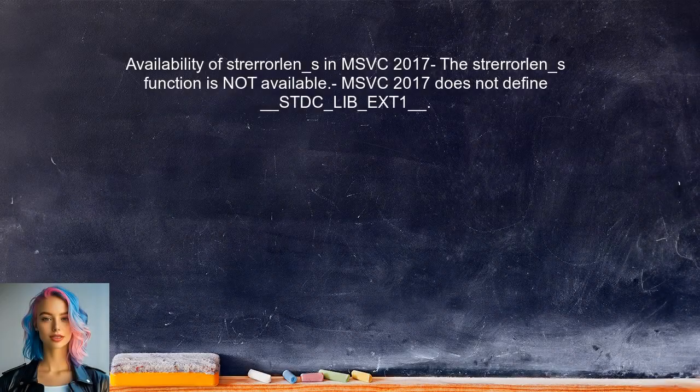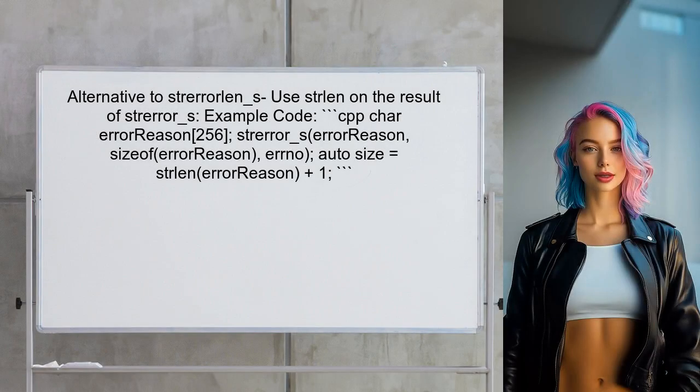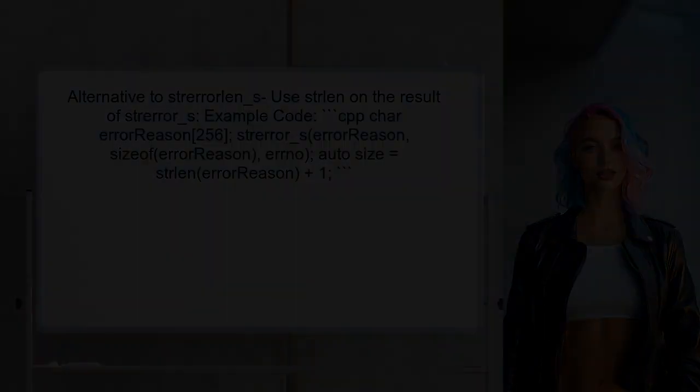To address the user's question about the availability of the C11 function in MSVC 2017, we first need to clarify that this function is not available in that version. The user should be aware that MSVC 2017 does not define the stcxt1 macro, which is necessary for this function. If the user needs to obtain the length of the error message, they can use an alternative approach. One option is to use the sn function on the result of C11, which provides the error message string.